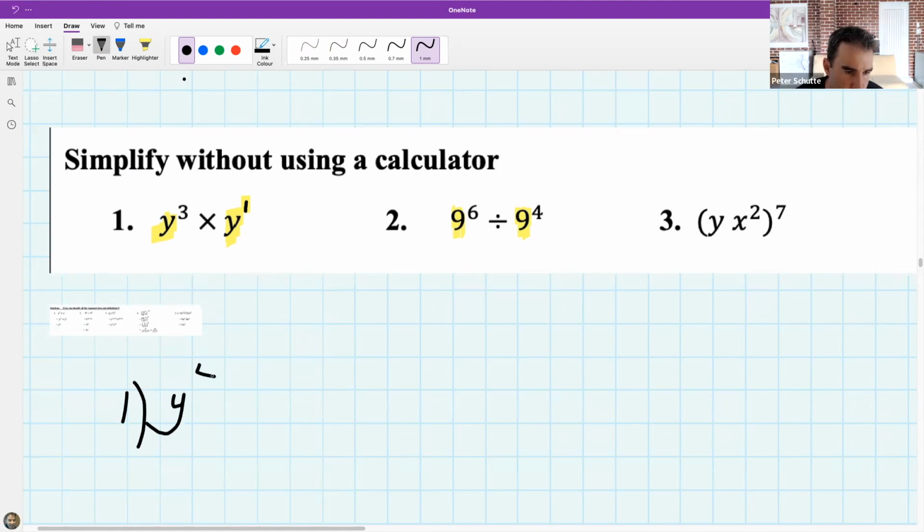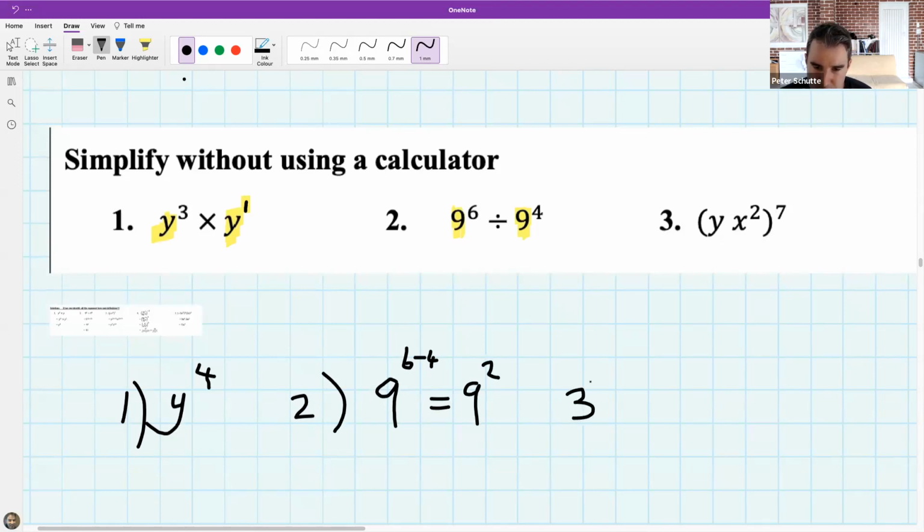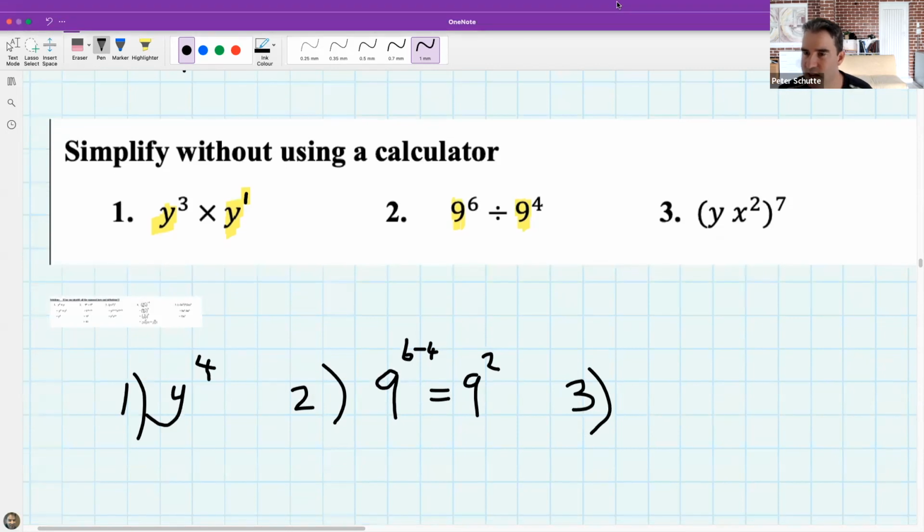So for number 1, the answer is going to be y to the power of 4. And for number 2, the base is the same, and we're going to subtract the powers. And we're going to get that. And so it's only number 3, which is a wee bit more sneaky. Maybe someone can come online and give me the answer for number 3. I'd love to hear your lovely voices again. And you can just tell me what law you are using and what you get.